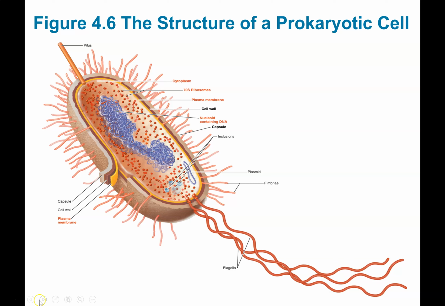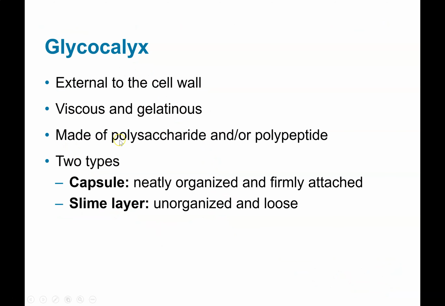We'll first start looking at this capsule layer. Now this is something that is optional. Some bacteria have capsules and some do not. So the more broad category for a capsule is called a glycocalyx. It just means sugar coat. It's basically an extra coating around bacteria that's made of polysaccharide, which is sugar, and or polypeptides.